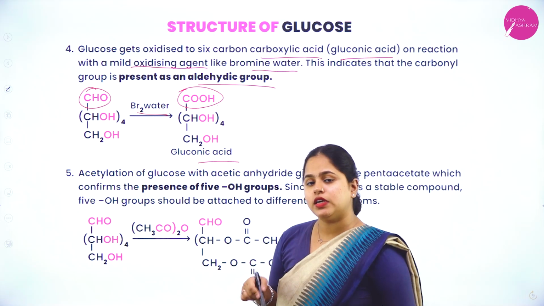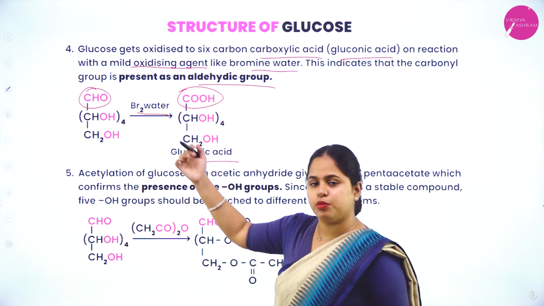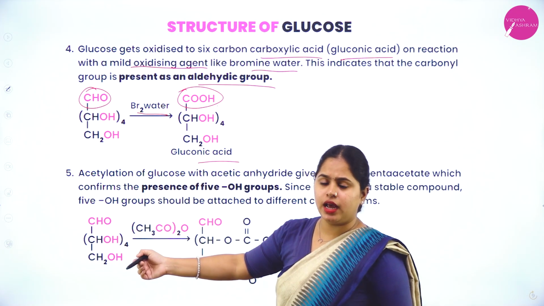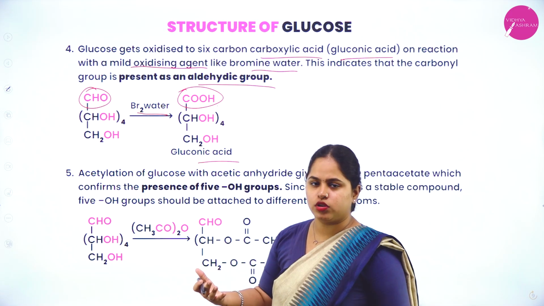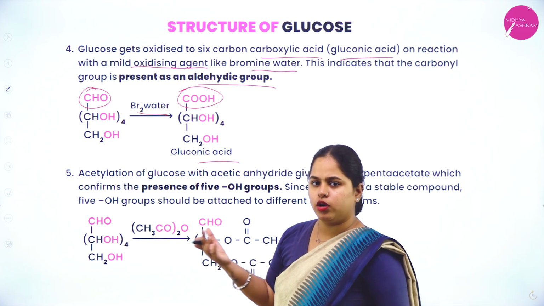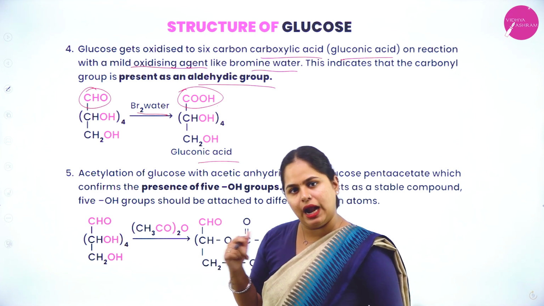So if it is getting converted into carboxylic acid, it means the carbonyl group which is present there must be an aldehyde, right? Only an aldehyde can oxidize into carboxylic acid in the presence of bromine water. That's a mild oxidizing agent. So it was confirmed that it is going to be an aldehyde, right?